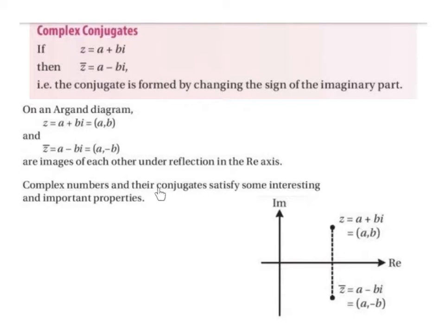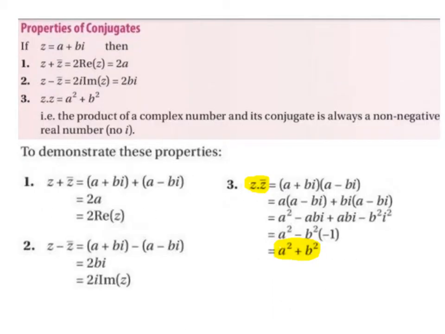Complex numbers and their conjugates satisfy some interesting and important properties. Properties of conjugates. If z is equal to a plus bi, then, property 1, z plus the conjugate of z is equal to twice the real part, which is equal to 2 times a. Property 2, z minus the conjugate of z is equal to twice the imaginary part, which is equal to 2 times bi.